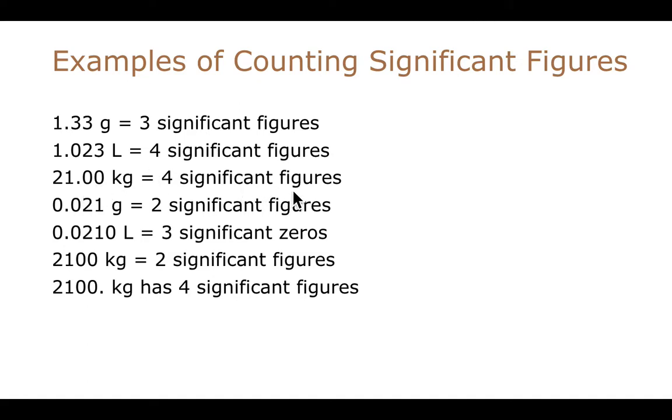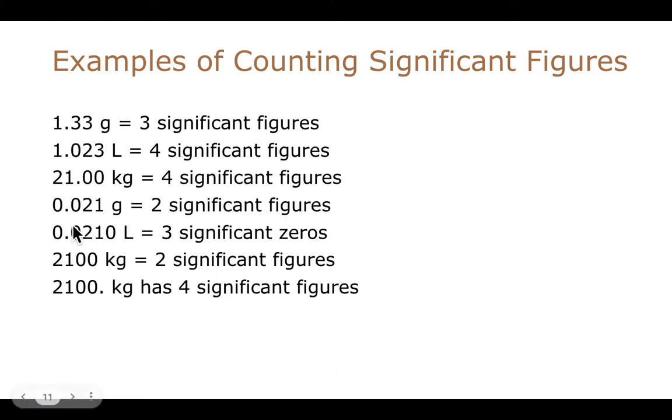Now let me emphasize why we consider it significant. Think of the logic. This is our estimated digit. We have a scale that goes out to the hundreds place. We don't want to put just 21 because our scale goes out to the hundreds place. So that 0 is telling us it's the estimated digit. It's significant. If we just put 21, that would mean we had a scale that was not as good. So we have to put 21.00. We count it as significant.